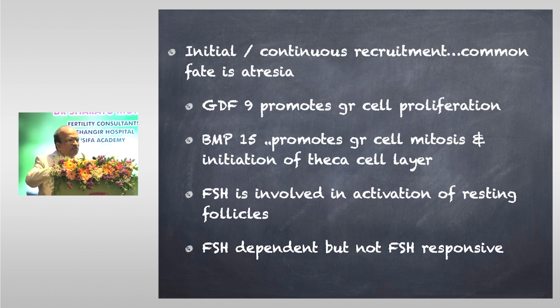And the natural fate of any follicle, once it gets recruited, is what? Luteinization or atresia. It has to become atretic or it has to get luteinized. So there is GDF9, which could be granulosa cell proliferation, and BMP15 promotes mitosis in the granulosa cell. And obviously, FSH is involved in these resting follicles. So it is FSH dependent, as I said, firstly, but not FSH responsive.